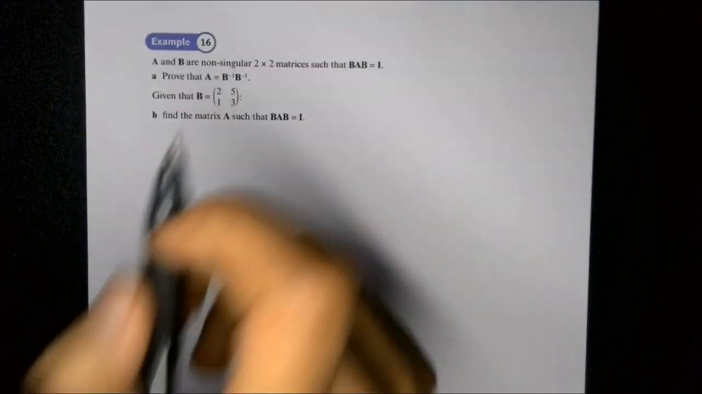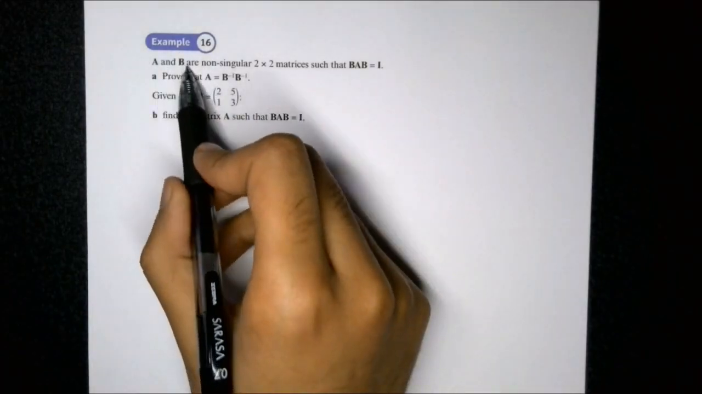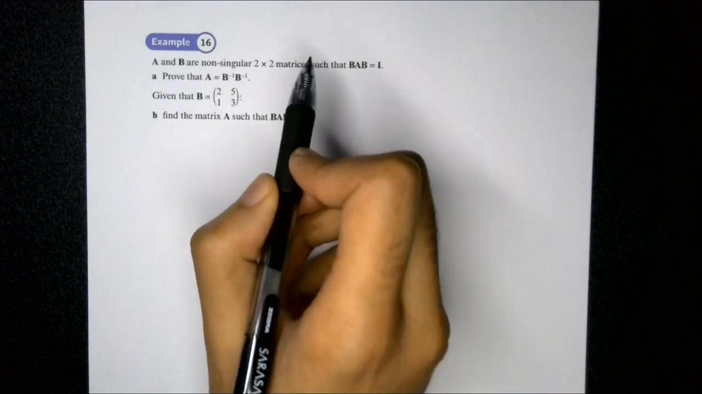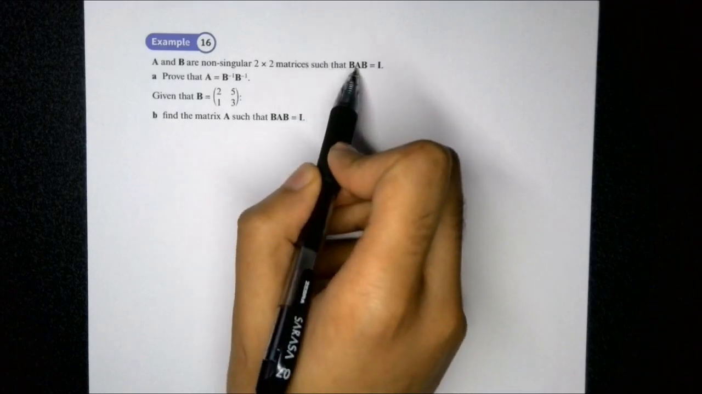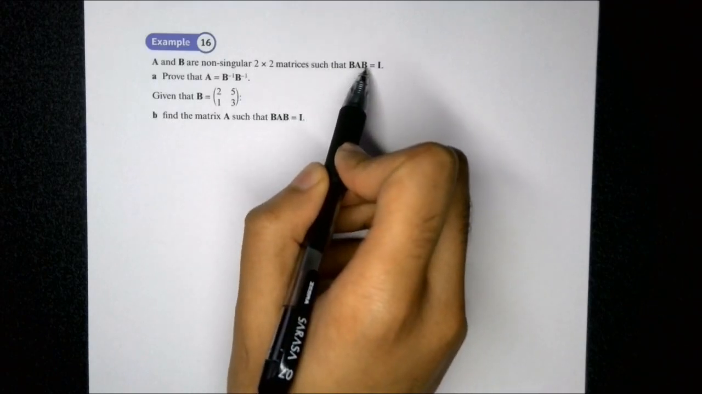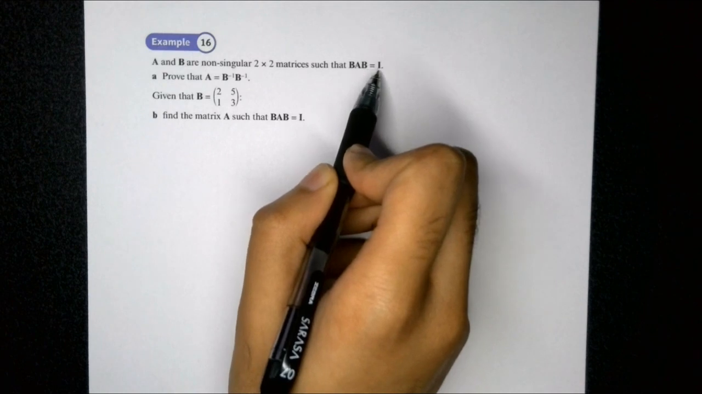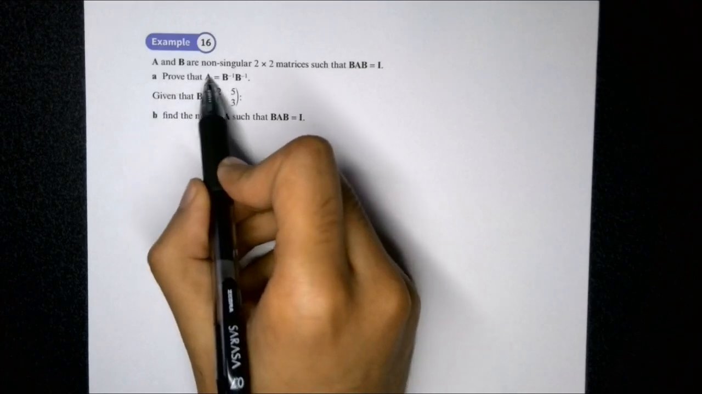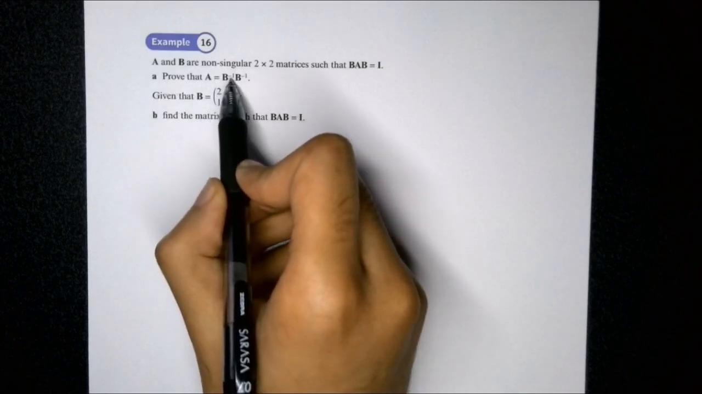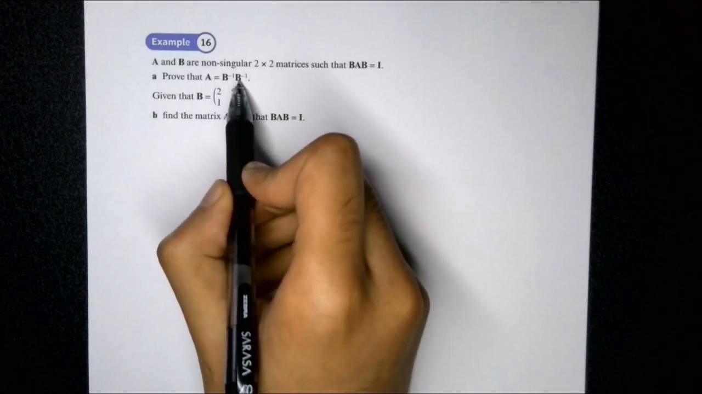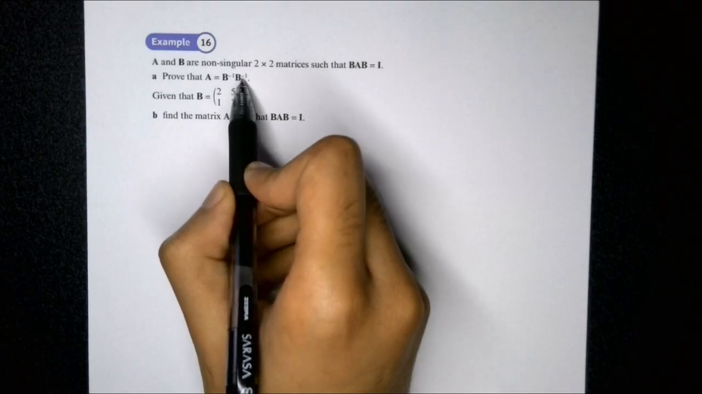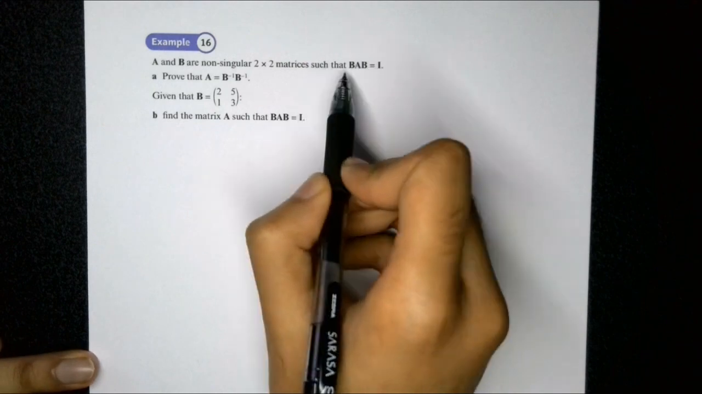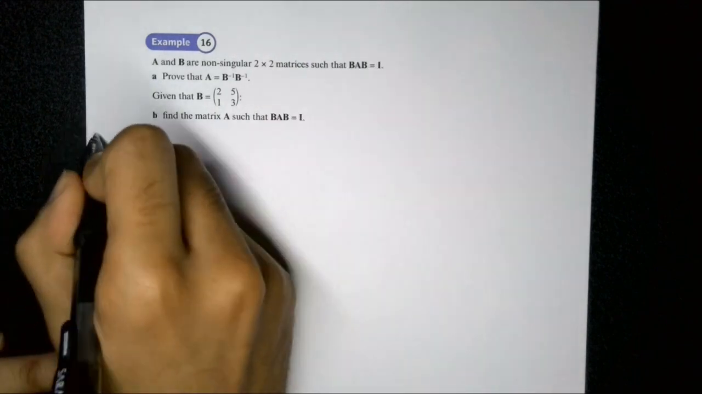Example number 16, we've got A and B which are non-singular 2 by 2 matrices such that B multiplied by A multiplied by B is equal to the identity matrix. And for part A we have to prove that A is equal to the inverse of B times the inverse of B. Now if we begin over here, our goal is to get A by itself.